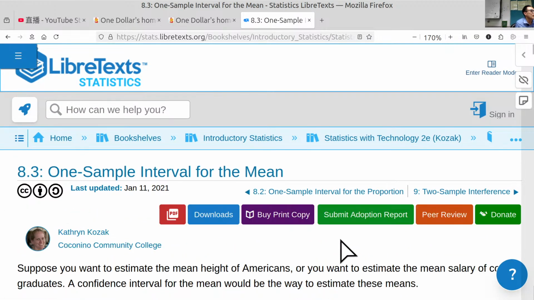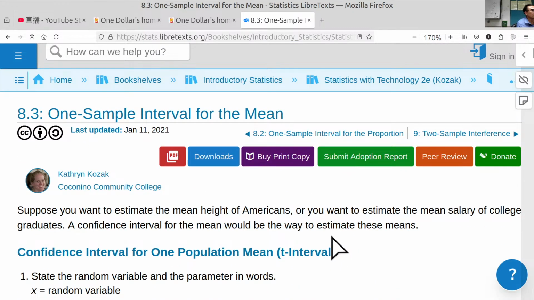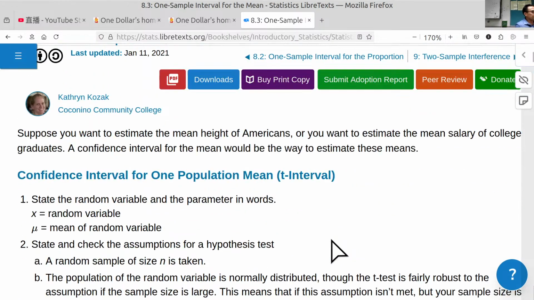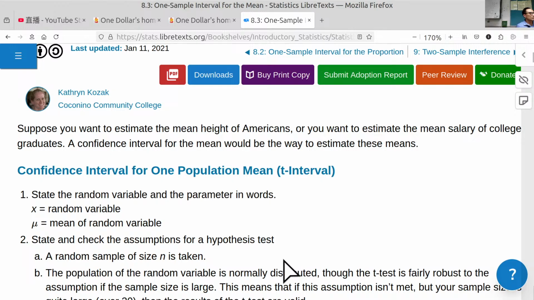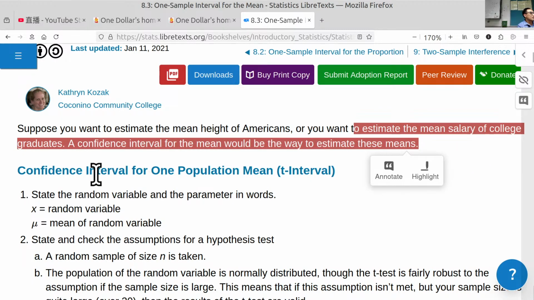And here, chapter 8.3, one-sample interval for the mean. Suppose you want to estimate the mean height of Americans, or the mean salary of college graduates. A confidence interval for the mean will be the way to estimate those means. Okay.